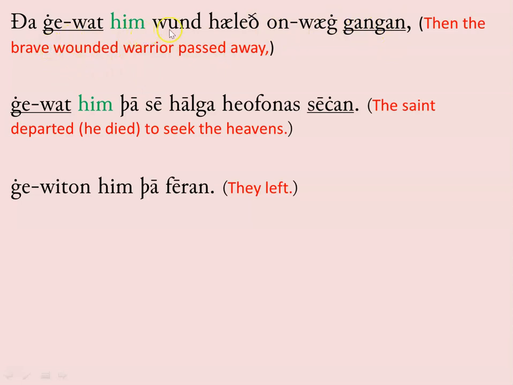So he departed, him, the wounded warrior, on his way to go. On way to go, meaning to die, to pass away. Because Yawat is in the sense of him that's done this departing to go on his way. What way is he going on? Passing away, leaving this life. He's passing away from this life.